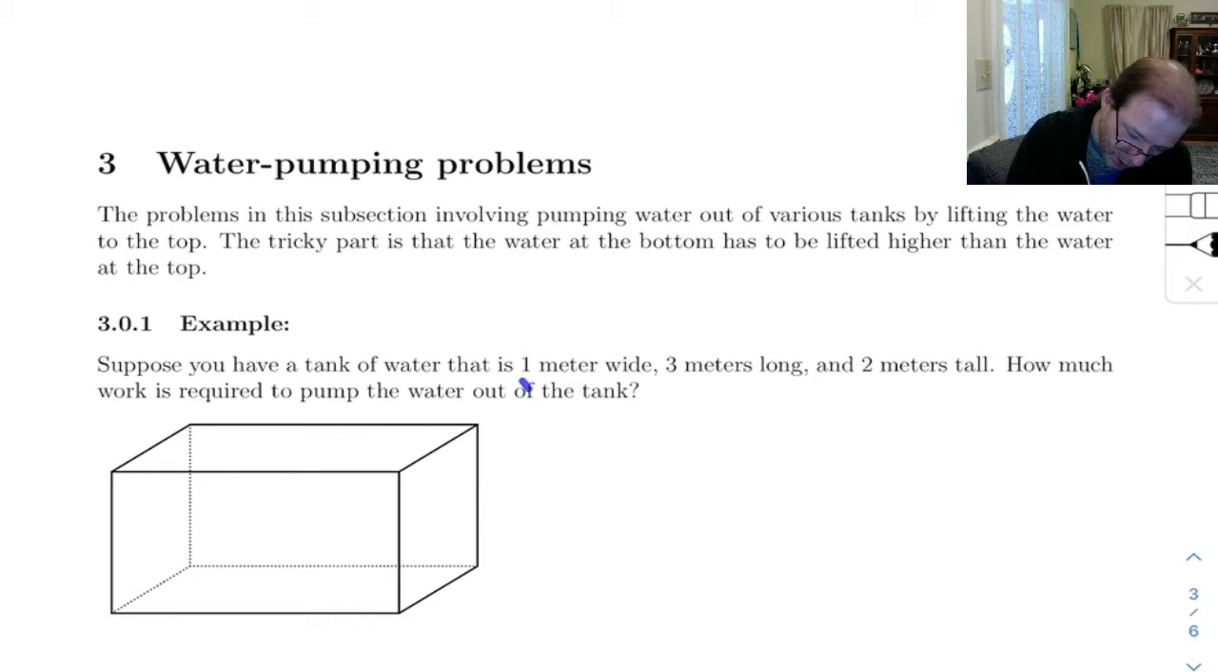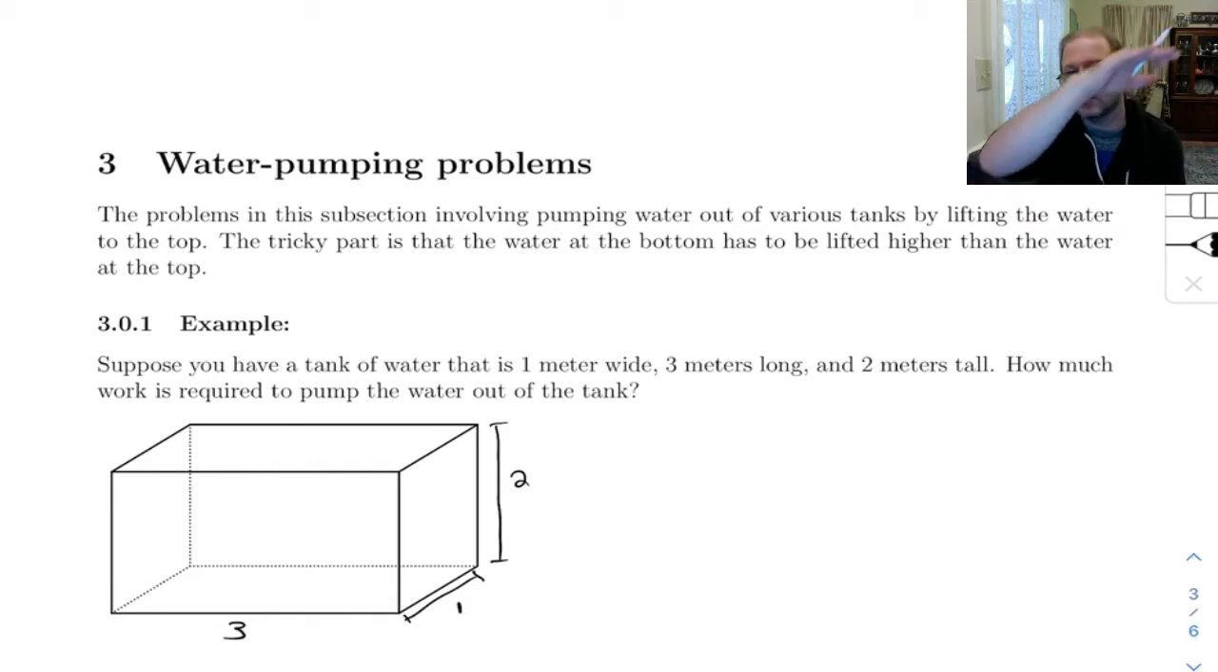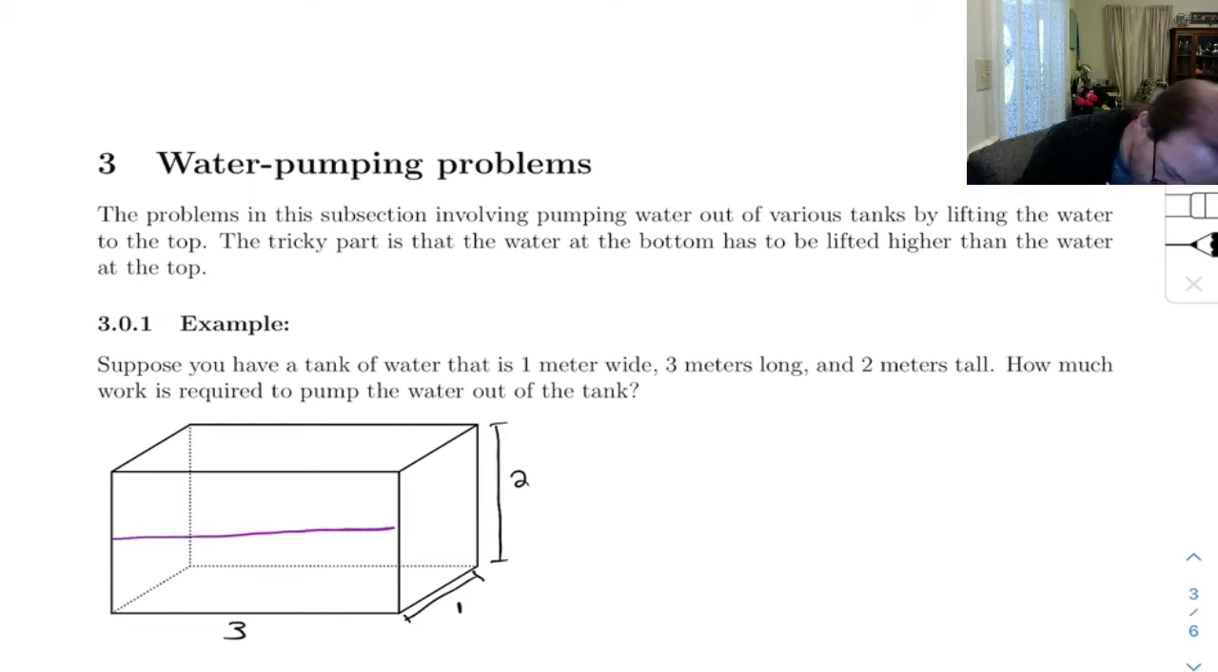Suppose you have a tank of water that's 1 meter wide, 3 meters long, 2 meters tall. So this is 3, this is 2, and this is 1. So here's what we're going to do. We're going to cut the water up into individual slices, like a slice at the bottom and a slice at the top and all in between. Those are going to be analogous to our rectangles that we use for areas, or our discs or washers that we used when we did volumes.